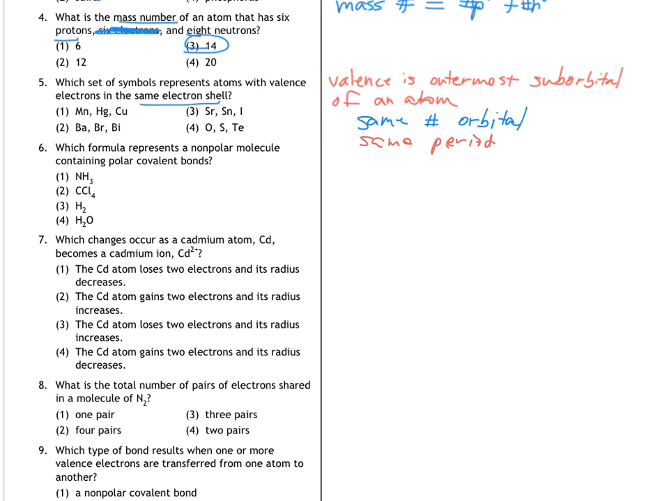So I'm going to pause the video, and I'm going to get out my periodic table and find the answer for this. So I just found the answer. It's SR, SN, and I, and I found that because they're all in the same period on the periodic table, which means that they have their valence shell in the same place.